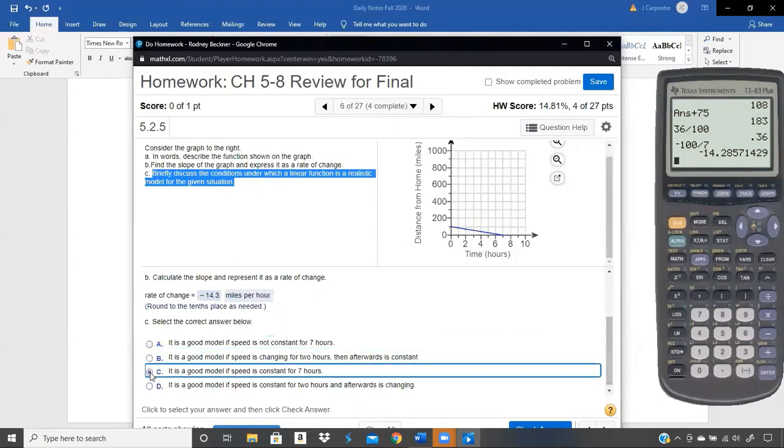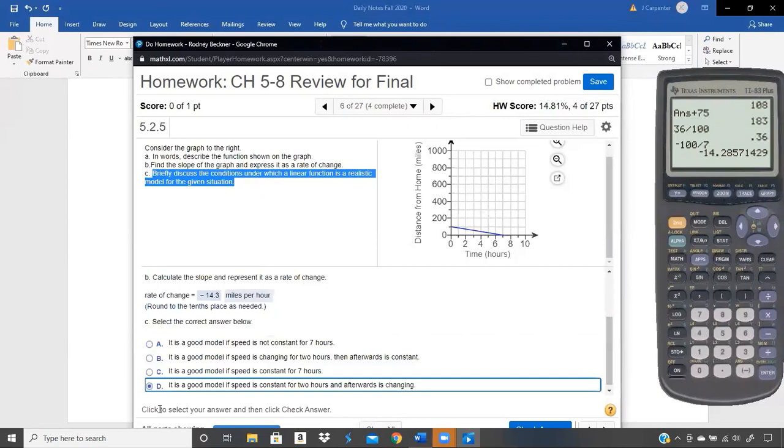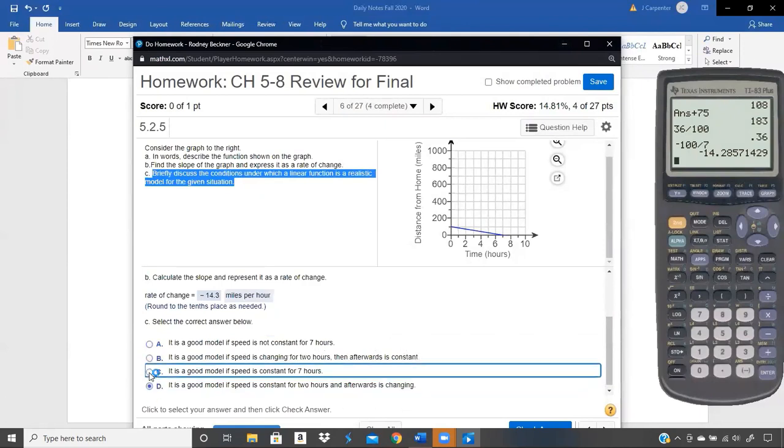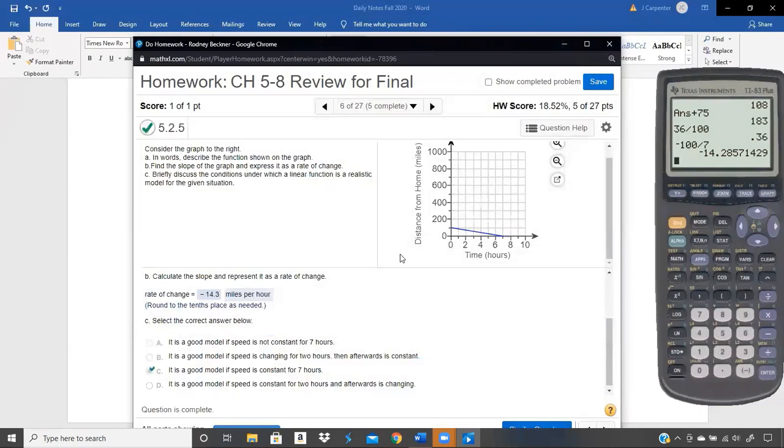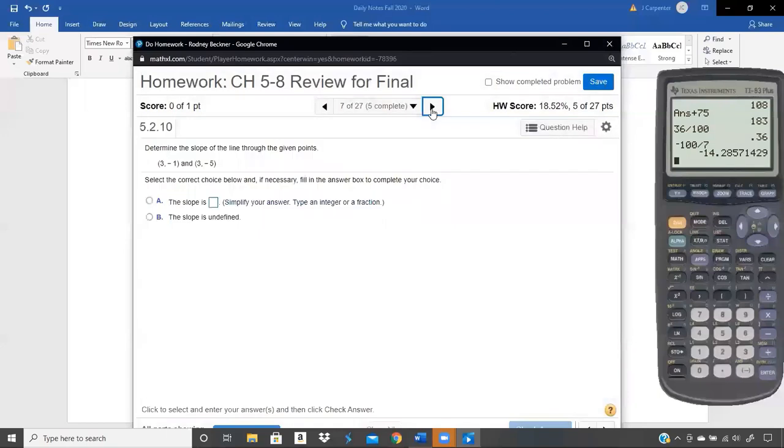It is a good model if the speed is constant for 7 hours. I'm liking the sound of that. And then it is a good model if speed is constant for 2 hours and afterward it is changing. I don't know why they have this whole 2 hours and then constant or 2 hours and then changing, vice versa. B and D are absolutely not it. This is a great model as long as our speed is never changing, as long as our speed is constant. And again, you can approximate things in the real world, but the model wouldn't be exact. You'd have a dot maybe a little higher, a little lower, but then everything would just have a best fit. That's what Excel does for us. That's that linear regression line of best fit.